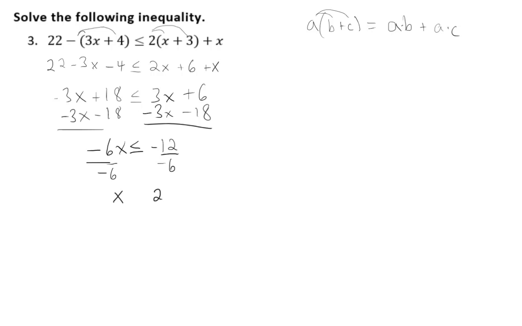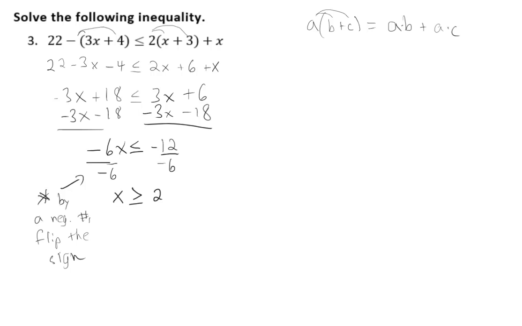And since right here, this was a negative number, if you remember what I put on the first screen, we would flip the inequality sign because we divided by a negative number. So we must flip the inequality sign. All right, so this gave us greater than or equal to 2.